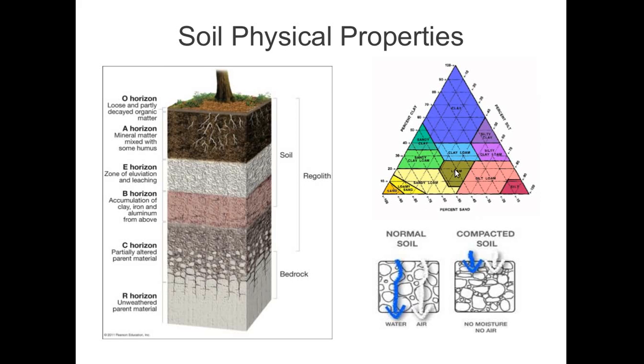Loam is the optimum soil. It's equal parts sand, silt, and clay. But if you have a little more clay, then you end up having clay loam. If you have a little more sand, you end up having sandy loam, more silt, silt loam. So see basically how this triangle works. Sand, silt, and clay are the three components of soil. So that's a soil texture chart.